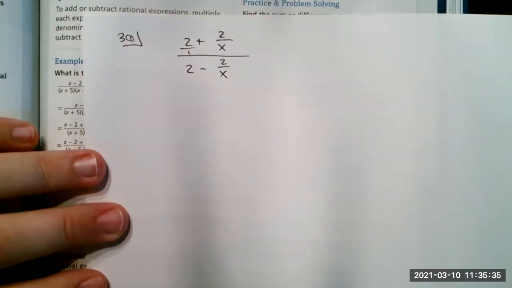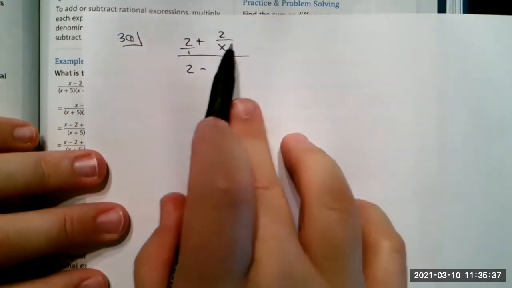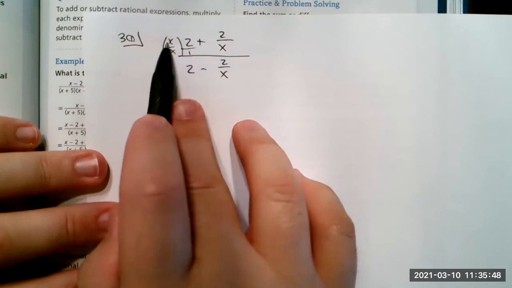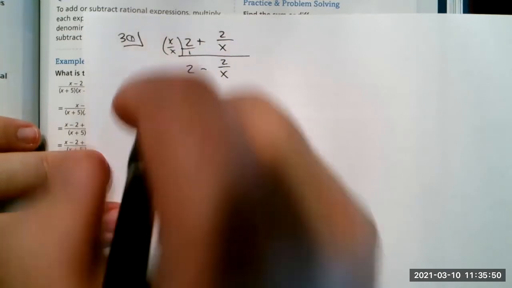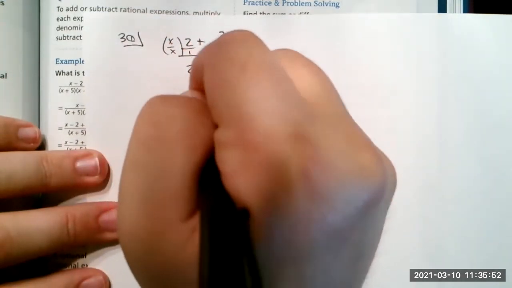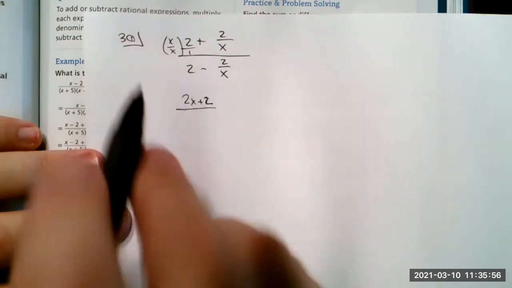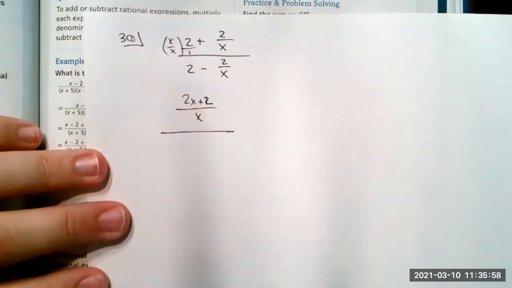This top is technically 2/1, which is why I said we had two fractions up top. This denominator is an x, so I know I'm going to have to multiply that first fraction by x over x. Now what I have is 2 times x plus 2 over, this was over x, so this has to be over x as well.